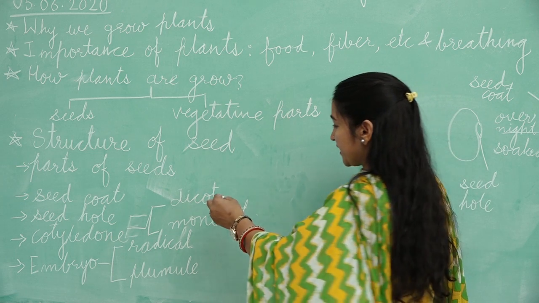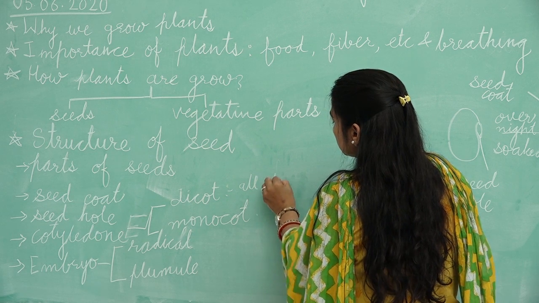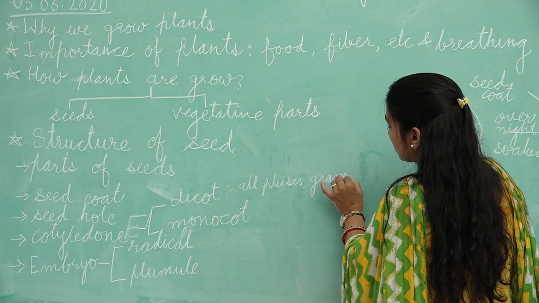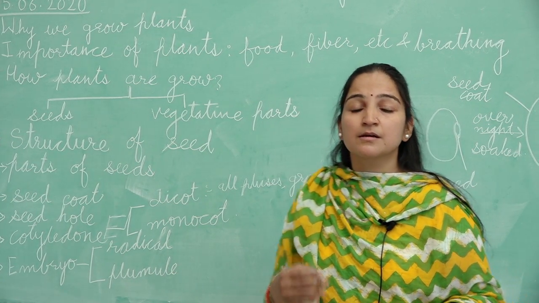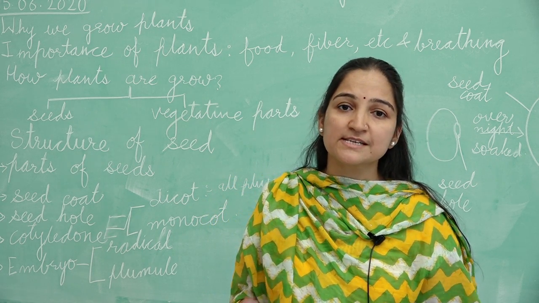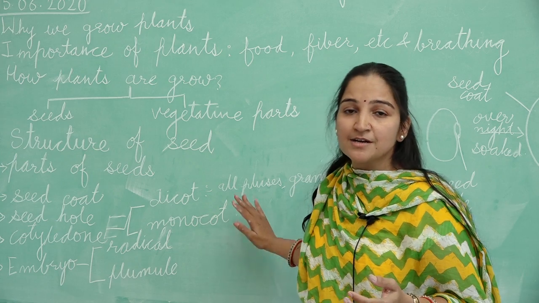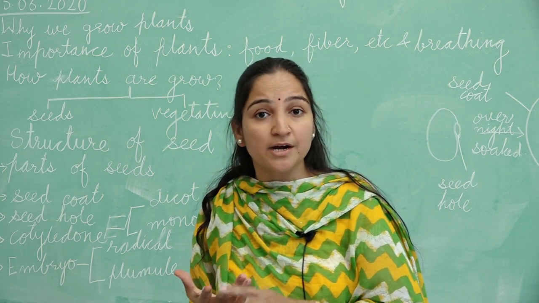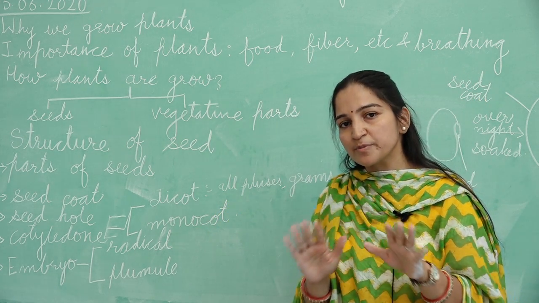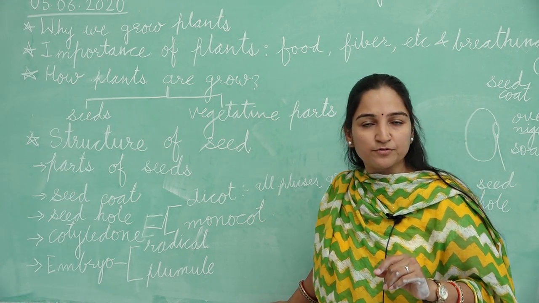Now some examples. In dicots we can write all the pulses, pulses meaning grains, peanuts, peas, rajma, moong, green beans. All these are dicot seeds. Now what are examples of monocot seeds? Maize, bajra, jowar, rice, wheat. All these grains are monocot seeds. They cannot be divided into two equal parts.